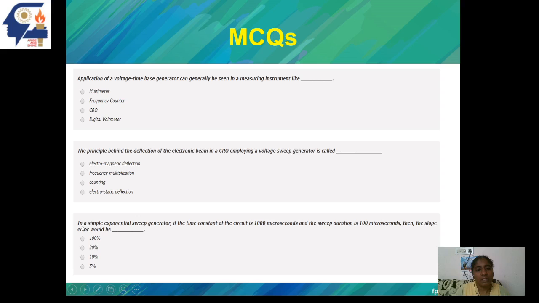Last question. In a simple exponential sweep generator, if the time constant of the circuit is 1000 microseconds and the sweep duration is 100 microseconds, then what is the slope error? The formula for slope error is Ts by RC. So Ts is the sweep duration, 100, RC is the time constant, 1000, both in microseconds. So 100 by 1000 is 1 by 10. In percentage, you have to multiply by 100. 1 by 10 into 100 becomes 10%.